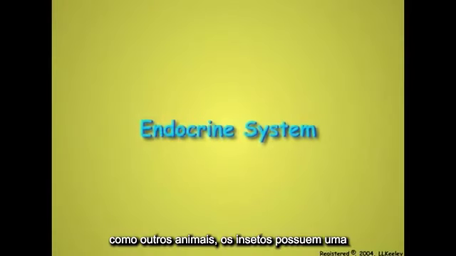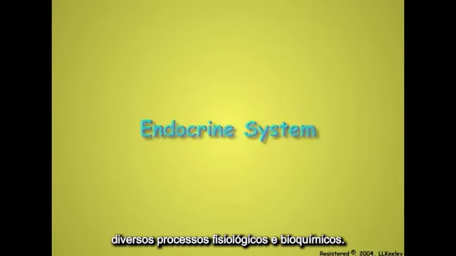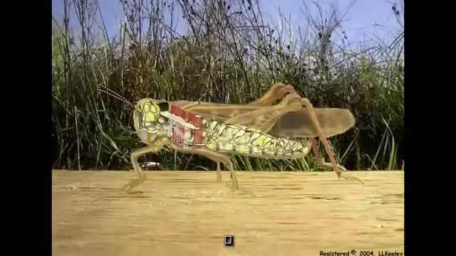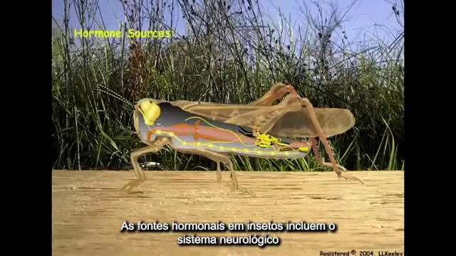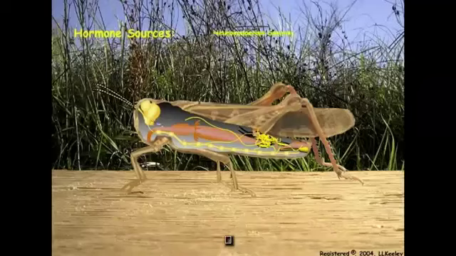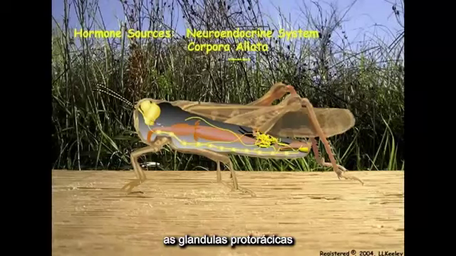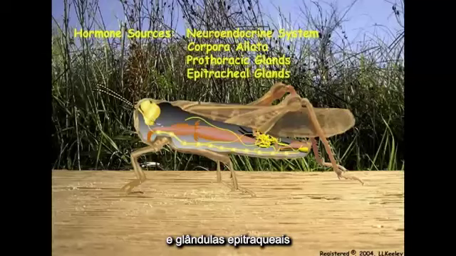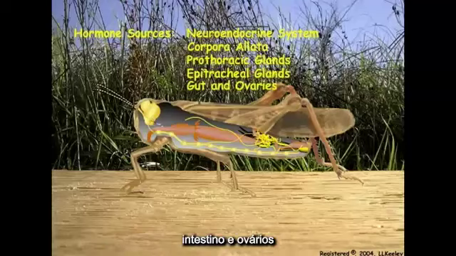Like other animals, insects possess an array of hormones that regulate their diverse physiological and biochemical processes. Hormonal sources in insects include the neuroendocrine system, the corpora lata, the prothoracic glands, and epitracheal glands. Other endocrine cells are also found in the gut and ovaries.